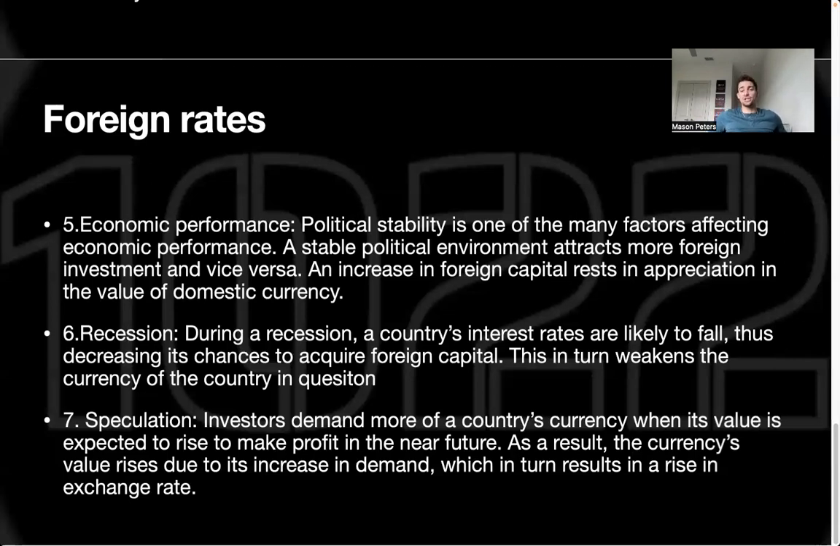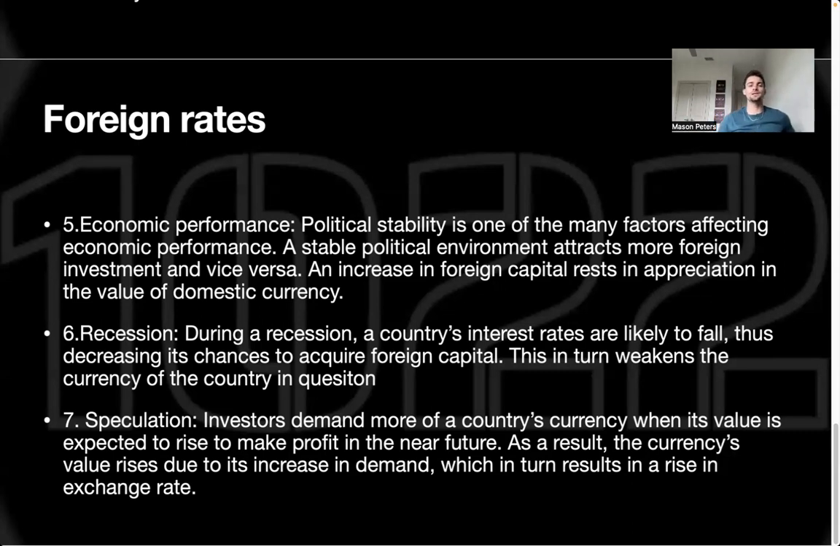Number 6, recession. During a recession, a country's interest rates are likely to fall, thus decreasing its chances to acquire foreign capital. This, in turn, weakens the currency of the country in question. Today's January 16th, 2024. I don't know when you're watching this video, but as of right now, the US is facing a recession. We might be in one, we might be heading into one, but we are facing a recession. This will weaken our currency, okay?